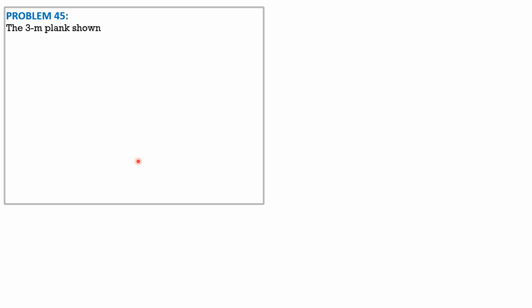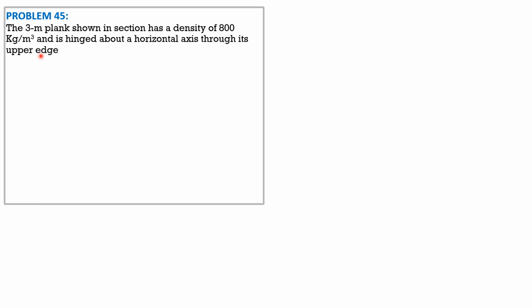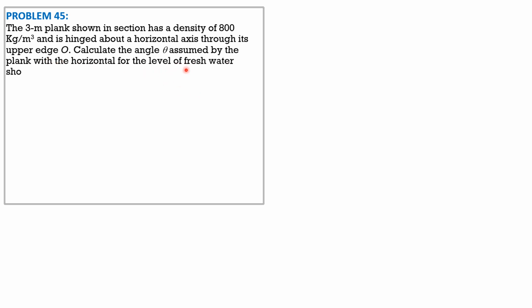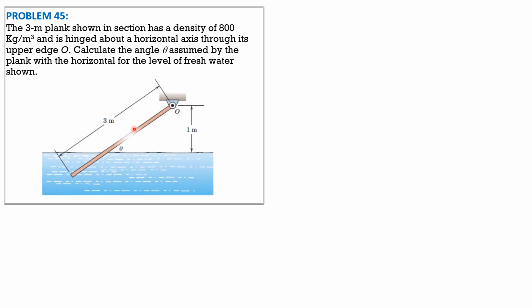Problem 69. The 3-meter plank shown in section has a density of 800 kg per cubic meter and is hinged about a horizontal axis to its upper edge O. Calculate the angle theta as shown by the plank with horizontal for the level of fresh water shown. So this is the uniform 3-meter plank.